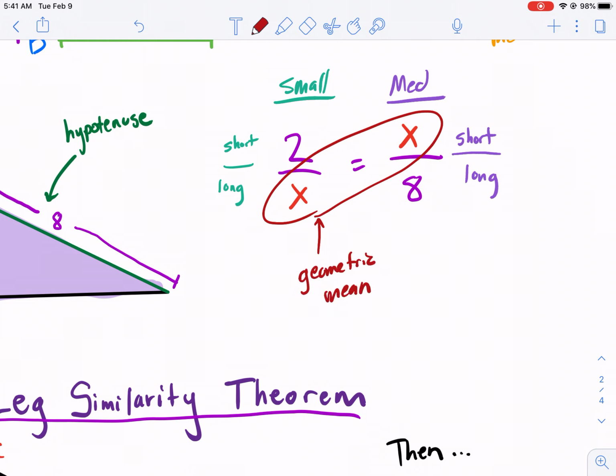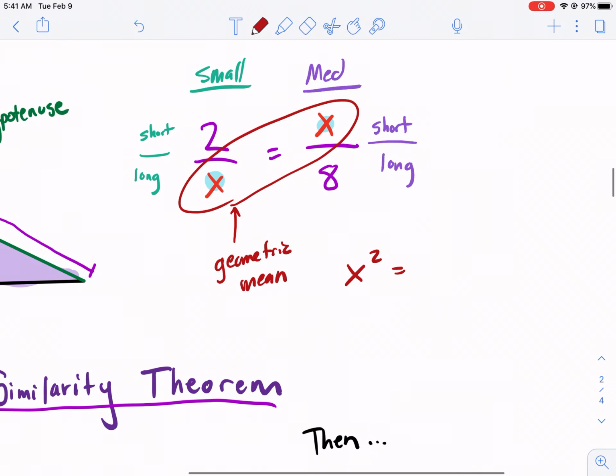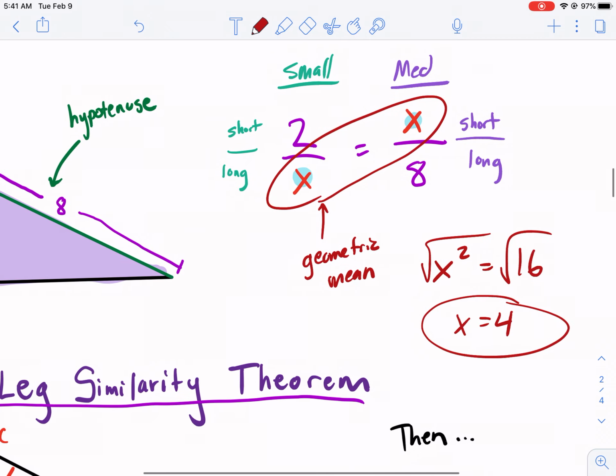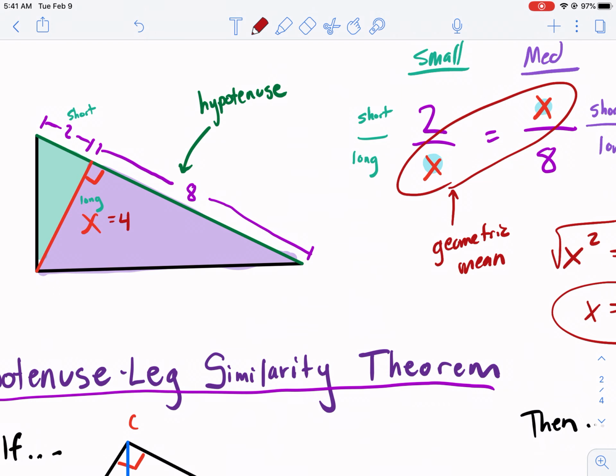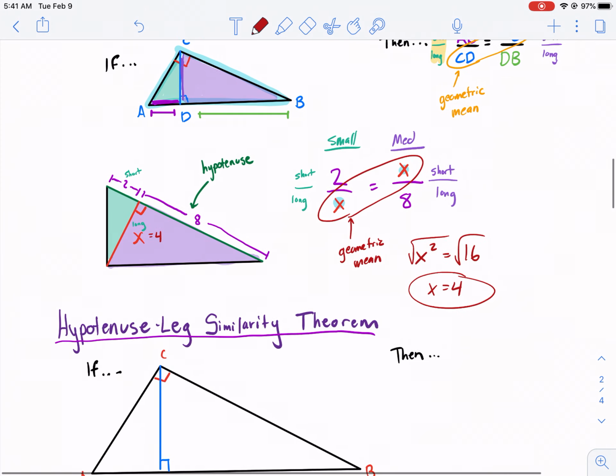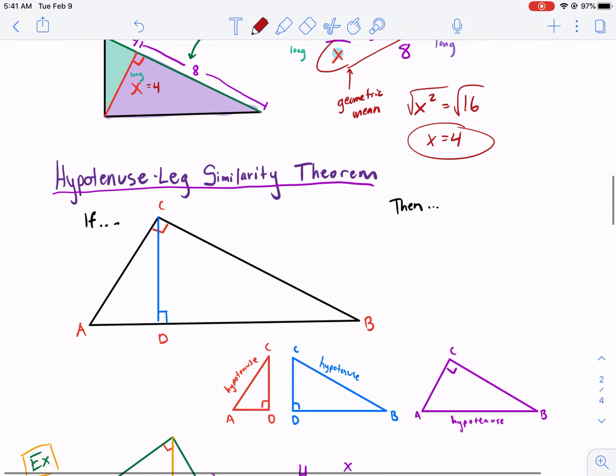Now, the reason why geometric mean is important is because we have 2 variables. Usually you'd think, oh man, I have 2 variables, but even though it's the same variable, when I cross multiply, it's not a problem. We multiply x times x, we get x squared, and then 2 times 8 gives us 16. We take the square root of both sides, and we get x equals 4. So now we have this missing length right here. We have the altitude, which is 4, and that's how we apply it to these examples.